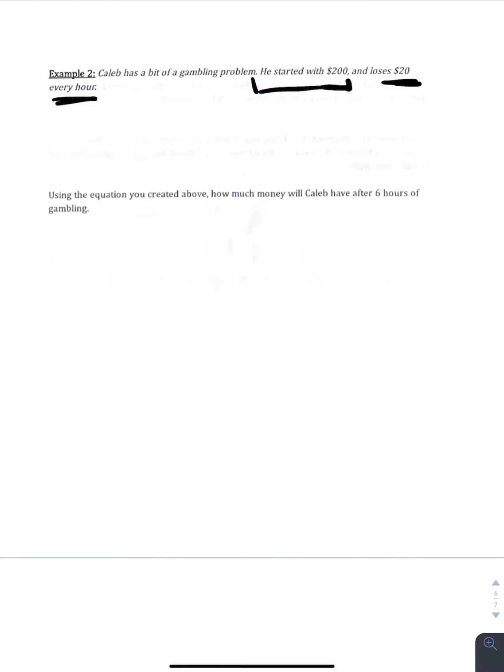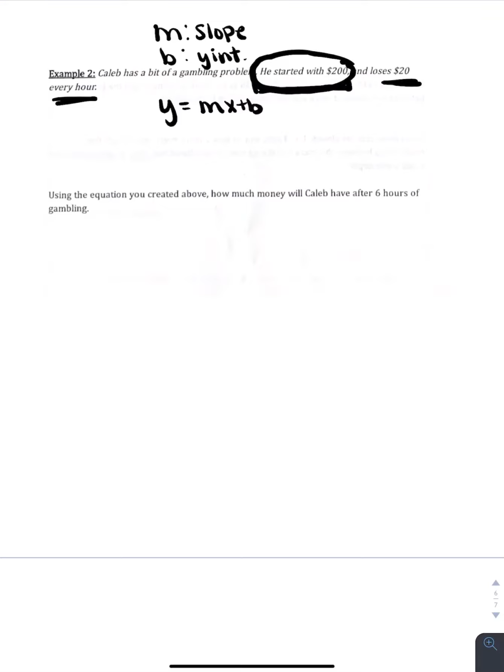So again, we're going to try to find an equation in this form, y equals mx plus b. M is the slope, or that pattern, and b is the y-intercept, or the initial value. So looking at it, Caleb has a gambling problem. He started with 200. Started with 200 right away lets me know that's going to be my b, because that's the initial value. He's starting with 200 and he loses 20 every hour.